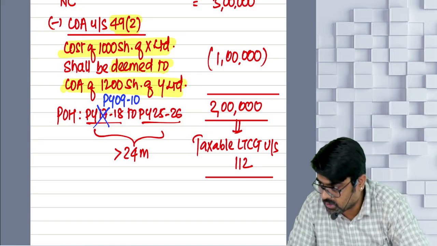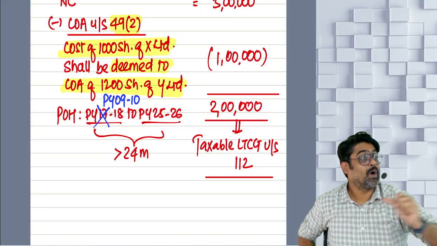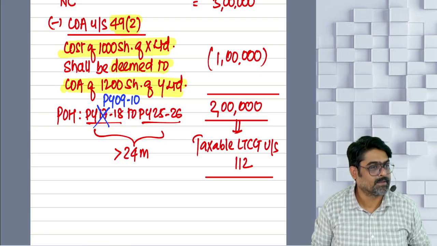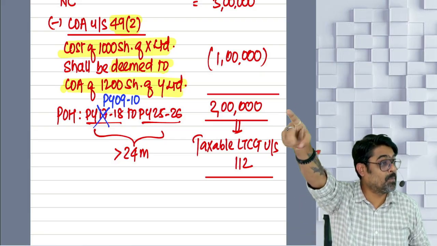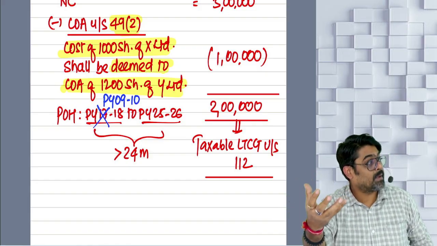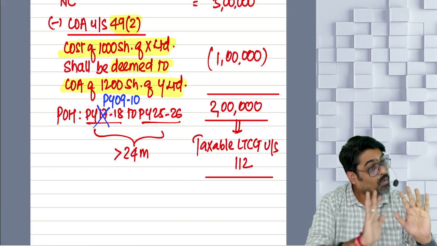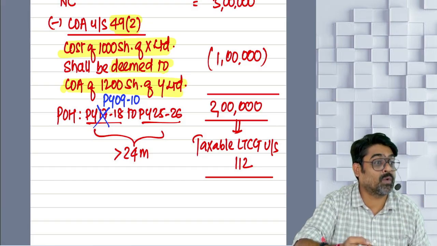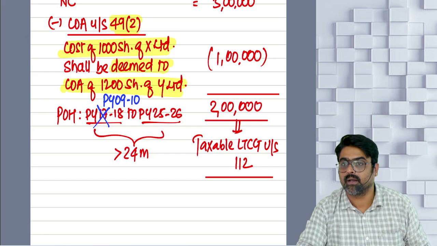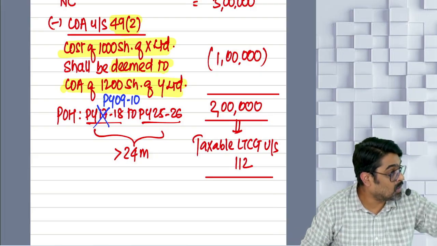On this gain, how much tax you are going to pay? 12.5% without indexation, or 20%? That you do only in the case of immovable property. Only if you are a resident individual transferring what? Immovable property on or after 23rd July 24, which you acquired prior to 23rd July 24, only in that case you have the option to calculate long-term gain with indexation, and on that you have the option to pay 20%. Rest in every case the gain will be taxable at 12.5% and will be calculated without indexation only.